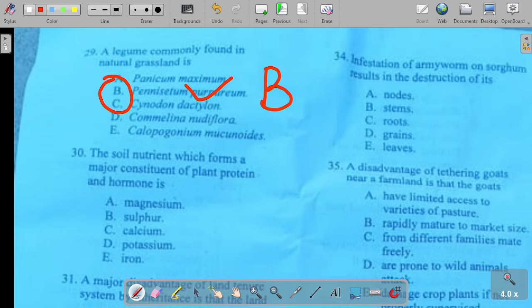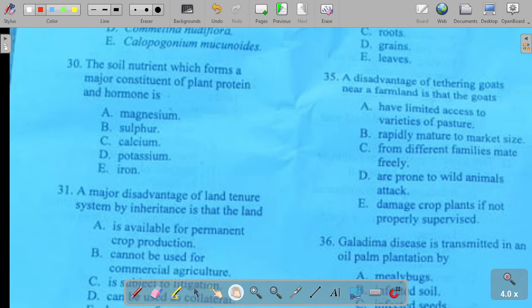The soil nutrient which forms a major constituent of plant protein and hormone is from plant nutrient and hormone. A, nitrogen could be the answer. So no nitrogen, we go with sulfur.